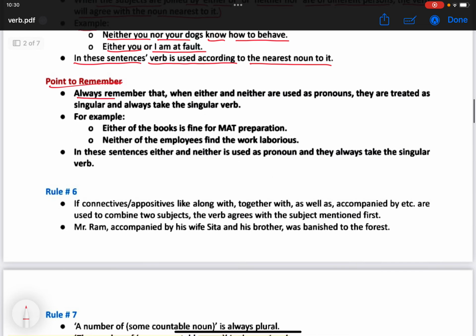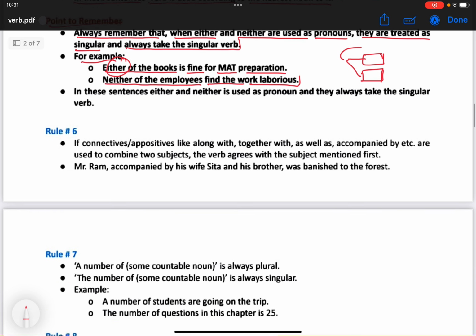Point to remember. Always remember that when either and neither are used as pronouns, they are treated as singular and always take the singular verb. For example, either of the books is fine for math preparation. आइदर, कोई दो बुक रखी हैं, ठीक है, इन दोनों में से कोई बुक जो है पकड़ लो और मैथ की प्रिपरेशन करने लग जाओ. Neither of the employees finds the work laborious. In this sentence, either and neither are used as pronouns and they always take the singular verb.